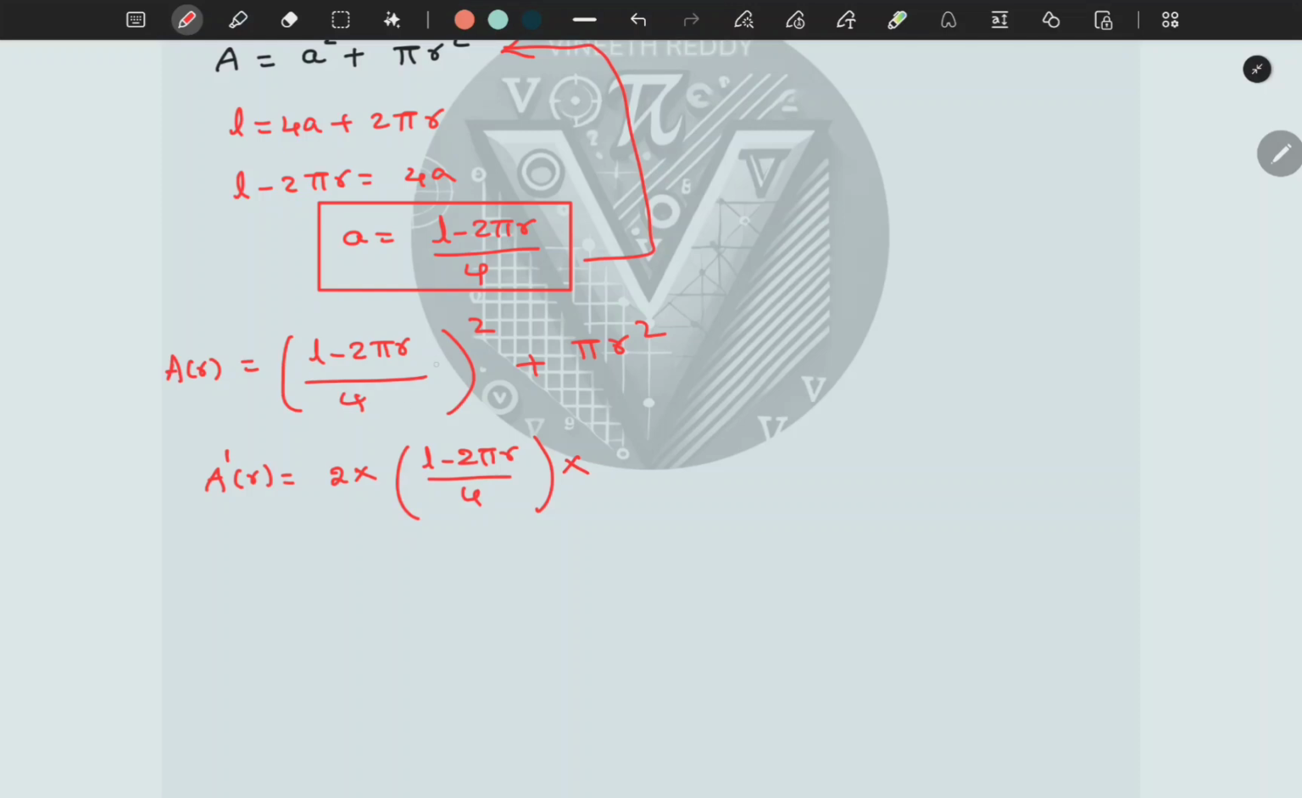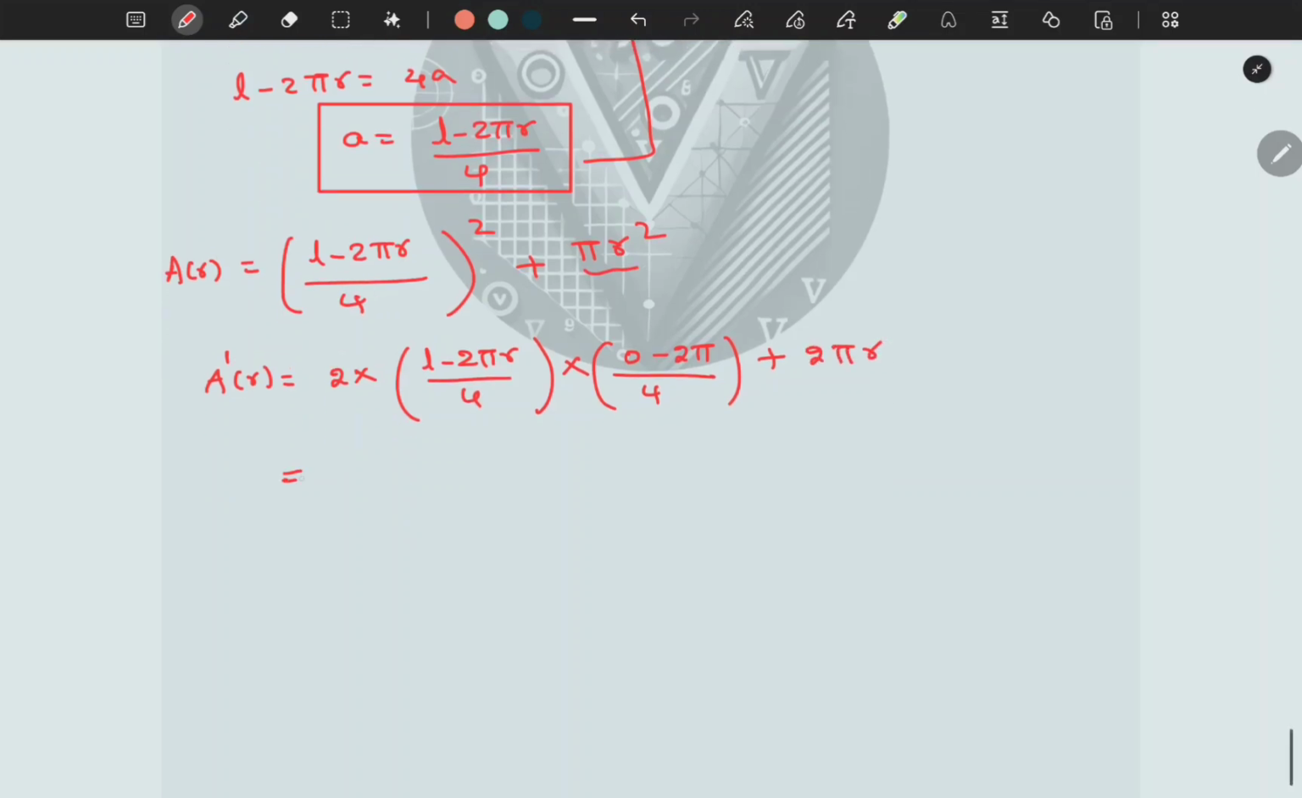That means once we write this, the derivative of this also we should write: derivative of (L minus 2 pi R) divided by 4. The derivative of L is 0. The derivative of 2 pi R should be 2 pi. We have a minus sign, so we place a minus sign, and divided by 4 as it is, as a constant. I hope you understood this.